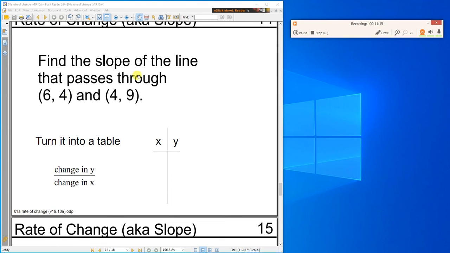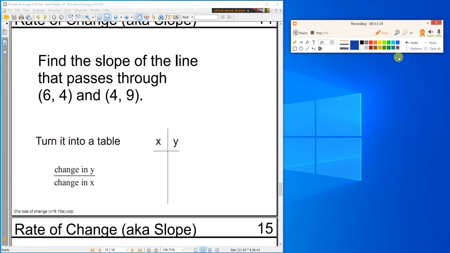Find the slope of the line that passes through 6, 4 and 4, 9. I could graph it, but instead of graphing it, I'm just going to put it into my table. 6, 4, 4, 9. Find the change in x. Well, it was at 6, and now it's at 4, so the change in x is negative 2. Find the change in y. It was at 4, and now it's at 9. That's a plus 5. So this is 5 over negative 2.